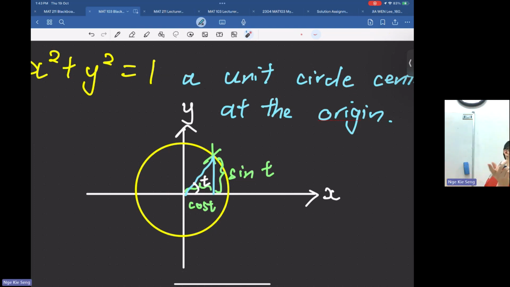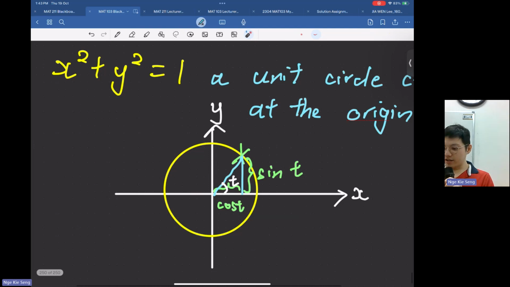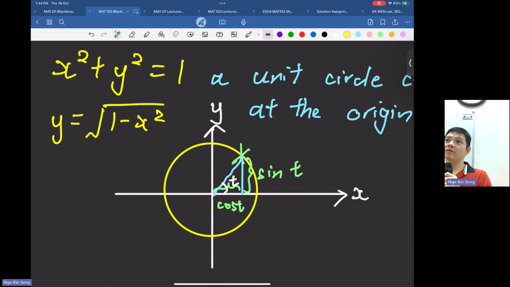a function or not? This flat curve. It's not a function, right? Is it a function? No, it's not a function. But from this equation here, can we express y in terms of x or not? Can. How? Y is equal to the square root of 1 minus x squared, but you have two parts, plus and minus. So this is not a function. You need two pieces of function to build out the circle.